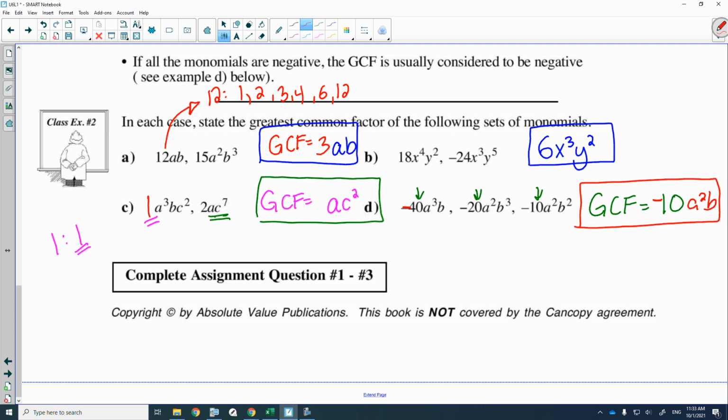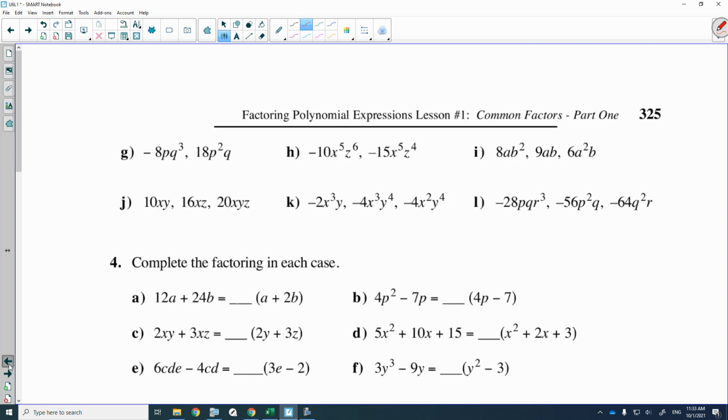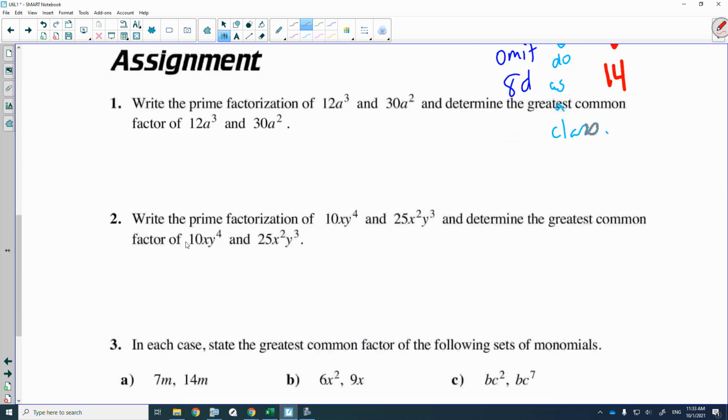I'm going to give you some practice. Before, what was the point in doing this? Like, why are we doing this? So open up to your homework. Question number 1. I want you to circle question 1. It says use prime factorization. You're not going to do that. You're just going to write 12a cubed and 30a squared, GCF is equal to, right?